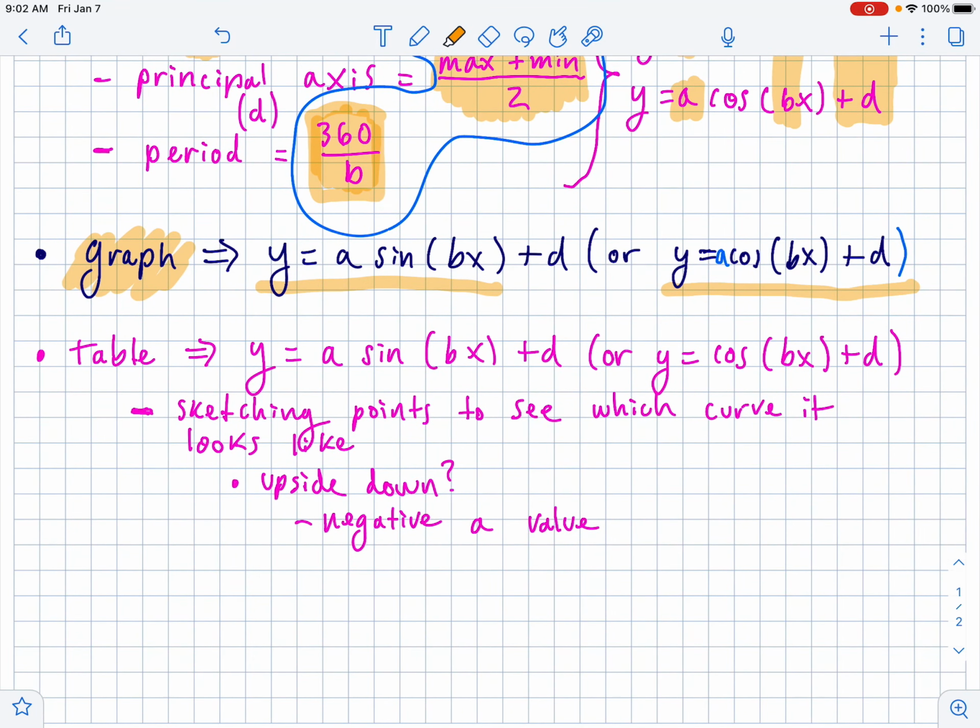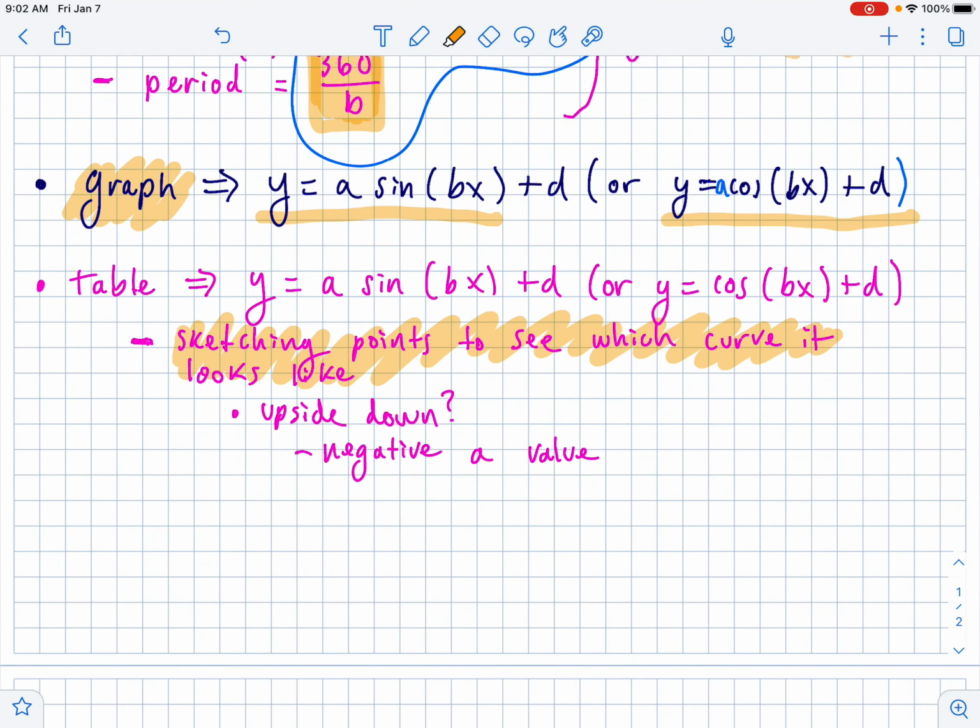Another way to do that is to take a table and find all those same things. But I think part of that is sketching the table, so plotting the points to see what the points look like. So if for instance, it looks something like this, I would say that's an upside down sine curve. If it looks something like this, I would say that's a cosine curve. So you have to kind of plot it to see what it looks like and decide whether you're using a sine or a cosine.